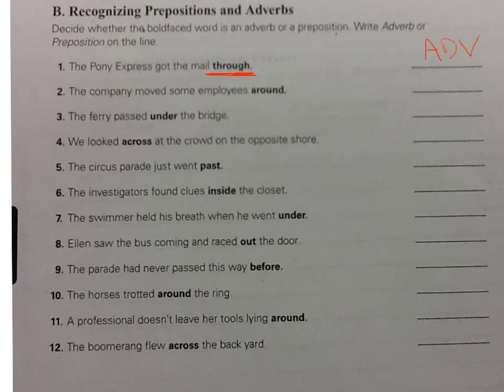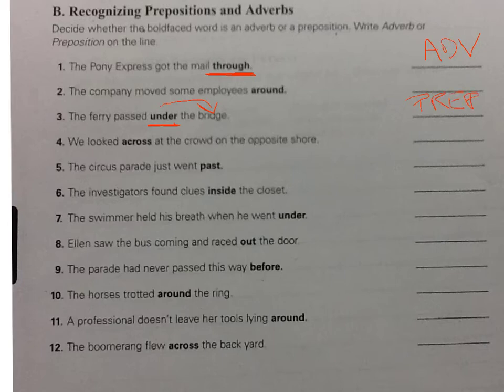You can just write ADV or PREP on the line. That's what I'm going to do. Let's take a look at number 3. Here's the word under. Can you answer the question under what? Yes, in this case, it's under the bridge. So since under has an object, that makes it a preposition.